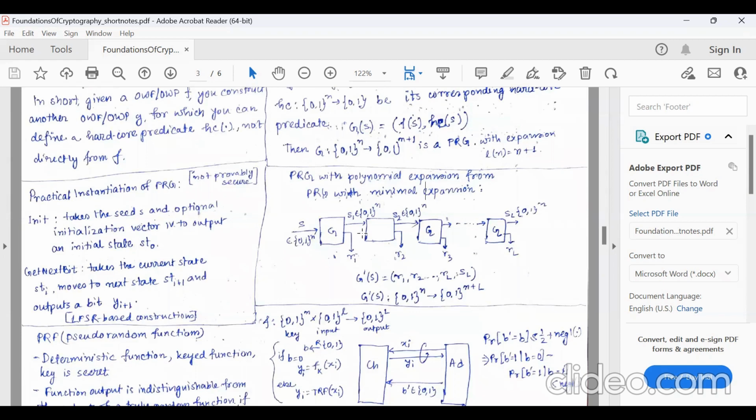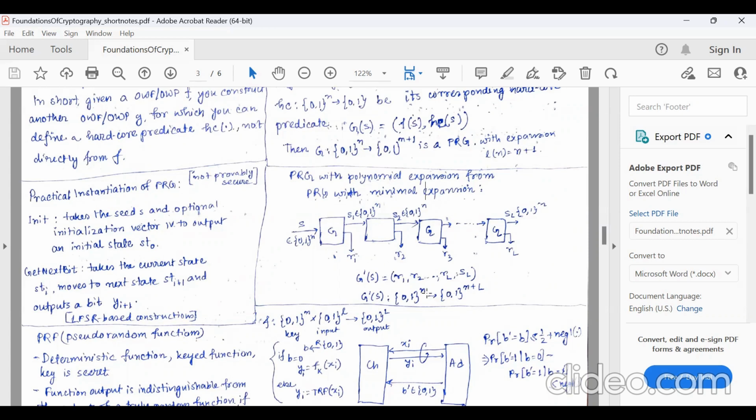Next, we see, once we are done with having PRG from OWP, having expansion length l of n equal to n plus 1, so from n bit input, you are getting output of n plus 1 length, then we proceed to having PRG with polynomial expansion, right? So for l of n equal to some poly of n, polynomial function of n. Okay. So how is that achieved?